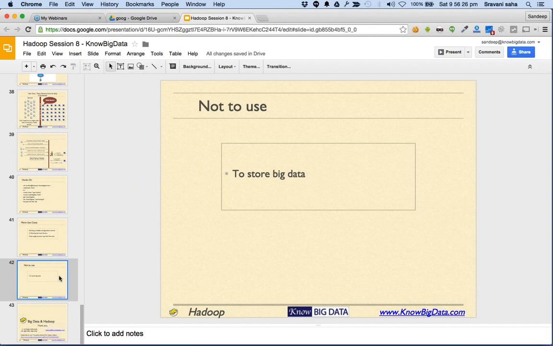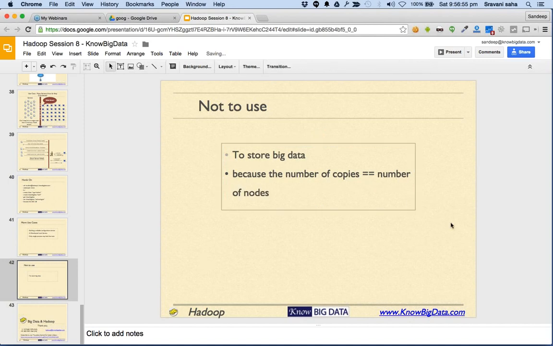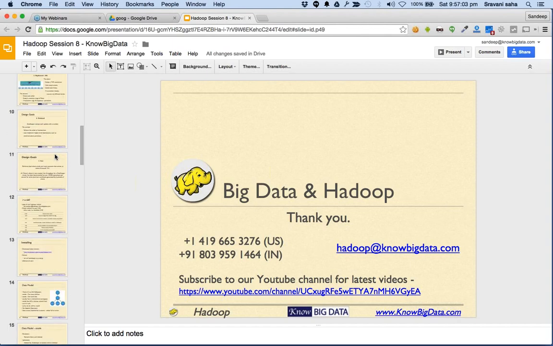It's very important to not look at things like a sales pitch, because when you look at the sales pitch, you will feel that every tool can do everything. Okay, so in case of Zookeeper, it's not great for storing big data because the number of copies is equal to the number of nodes. Great. So that was our discussion on Zookeeper. That completes our discussion on Zookeeper.